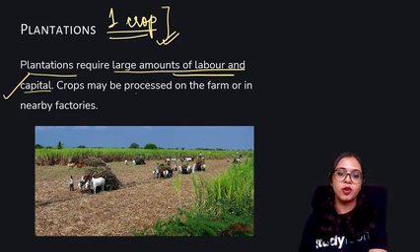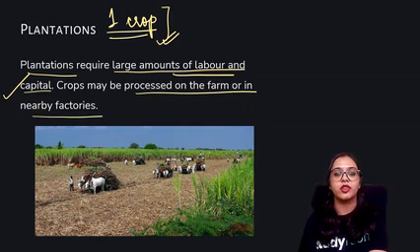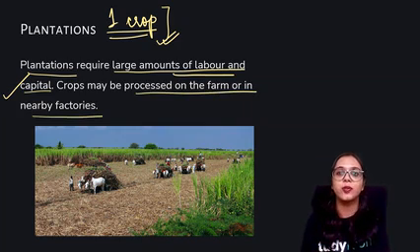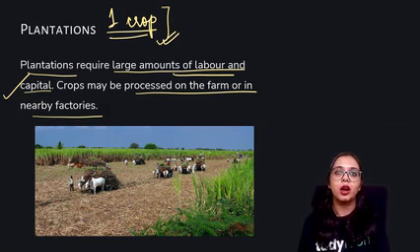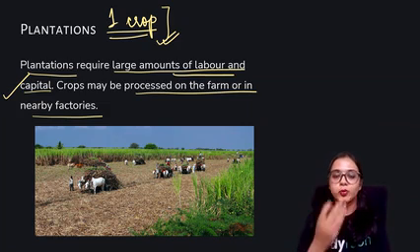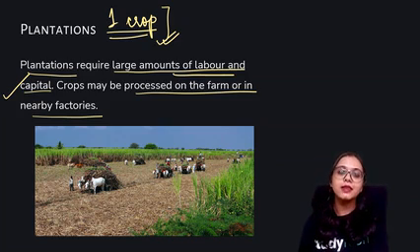Crops may be processed on the farm or in the nearby factory. So the processing of the harvested crops, that is the secondary process that we talked about in the beginning of the chapter, where that respective crop is processed into the respective product that you'll be getting at the markets, right? That is done either on the farm or in the nearby factories. Mostly it is done in nearby factories.